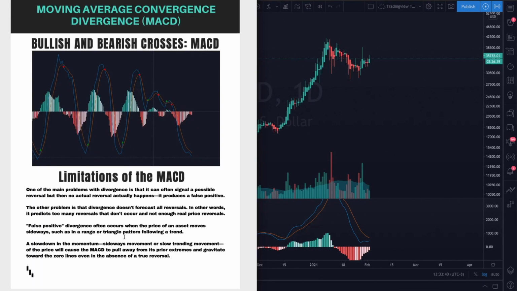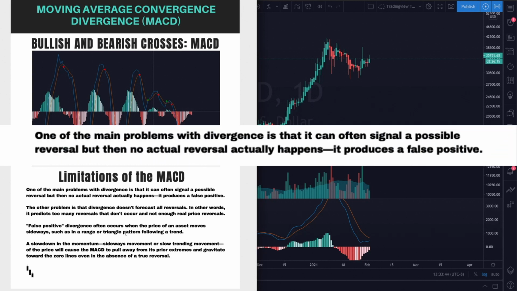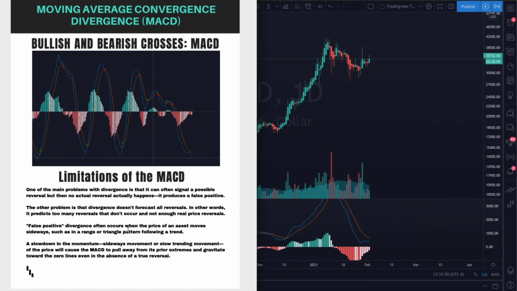So what are some limitations of the MACD? Well, one of the main problems with divergence on the MACD is that it can often signal a possible reversal, but then no actual reversal actually happens. It produces a false positive. False positives are fairly common with the MACD. However, it is one of the easiest indicators to read and to use, which is why all new traders really should start with learning what the MACD is and how to read it as an indicator.